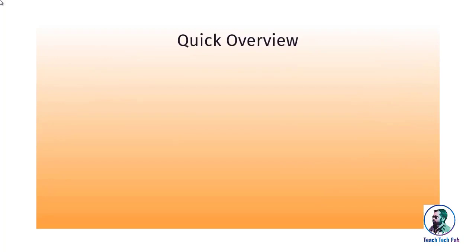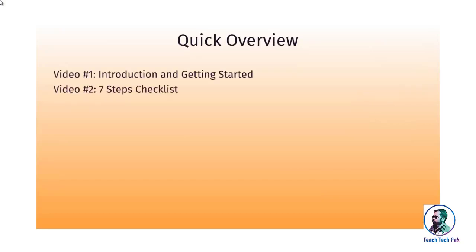Now what I want to do is talk about the video course itself and give you a quick overview. This is video number 1. Video number 2 is the 7 steps checklist. And in videos 3, 4, 5, 6, 7, and 8, we're going to dive deeper into those 7. These are 7 different variables that are very crucial and important in trying to get your images ranked on the Google image search.